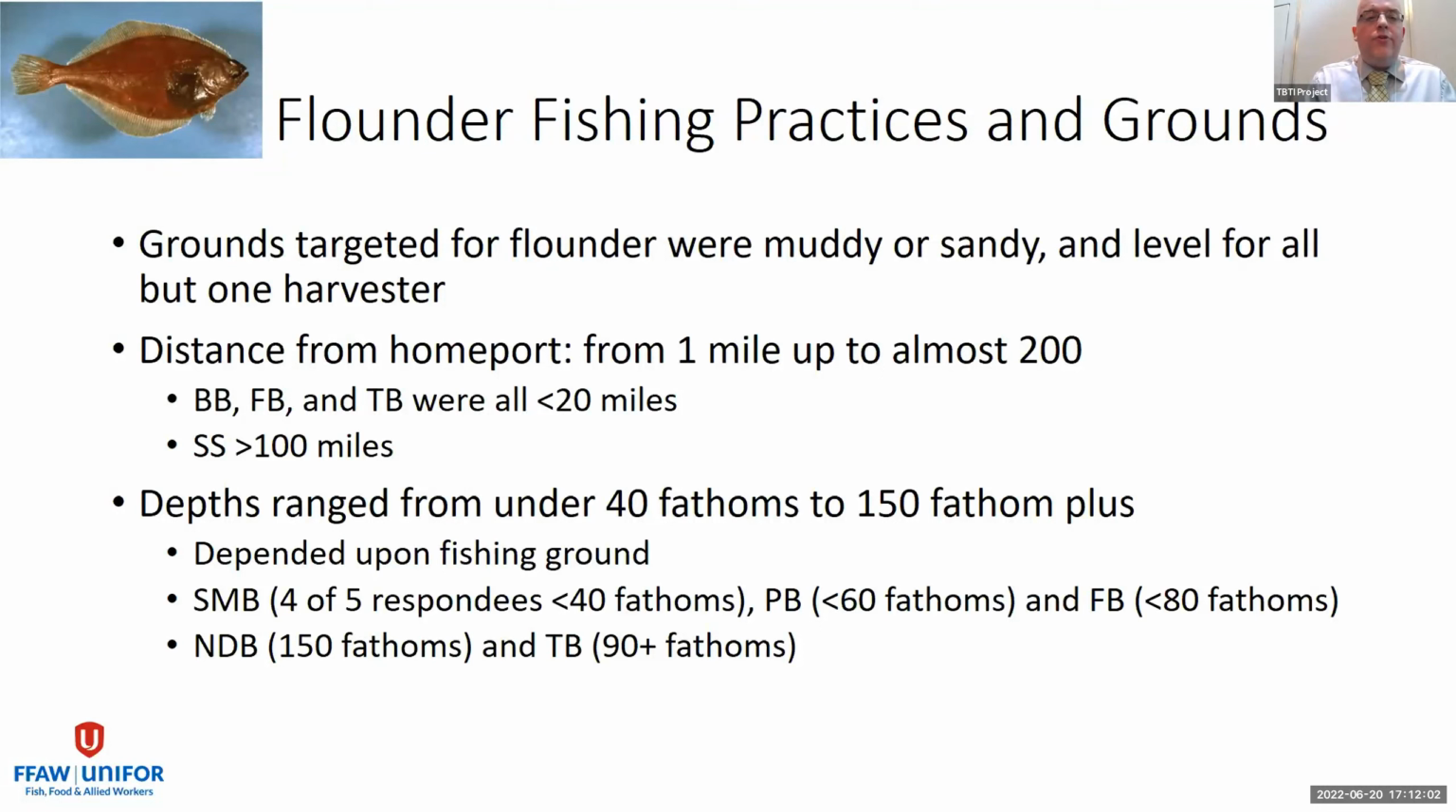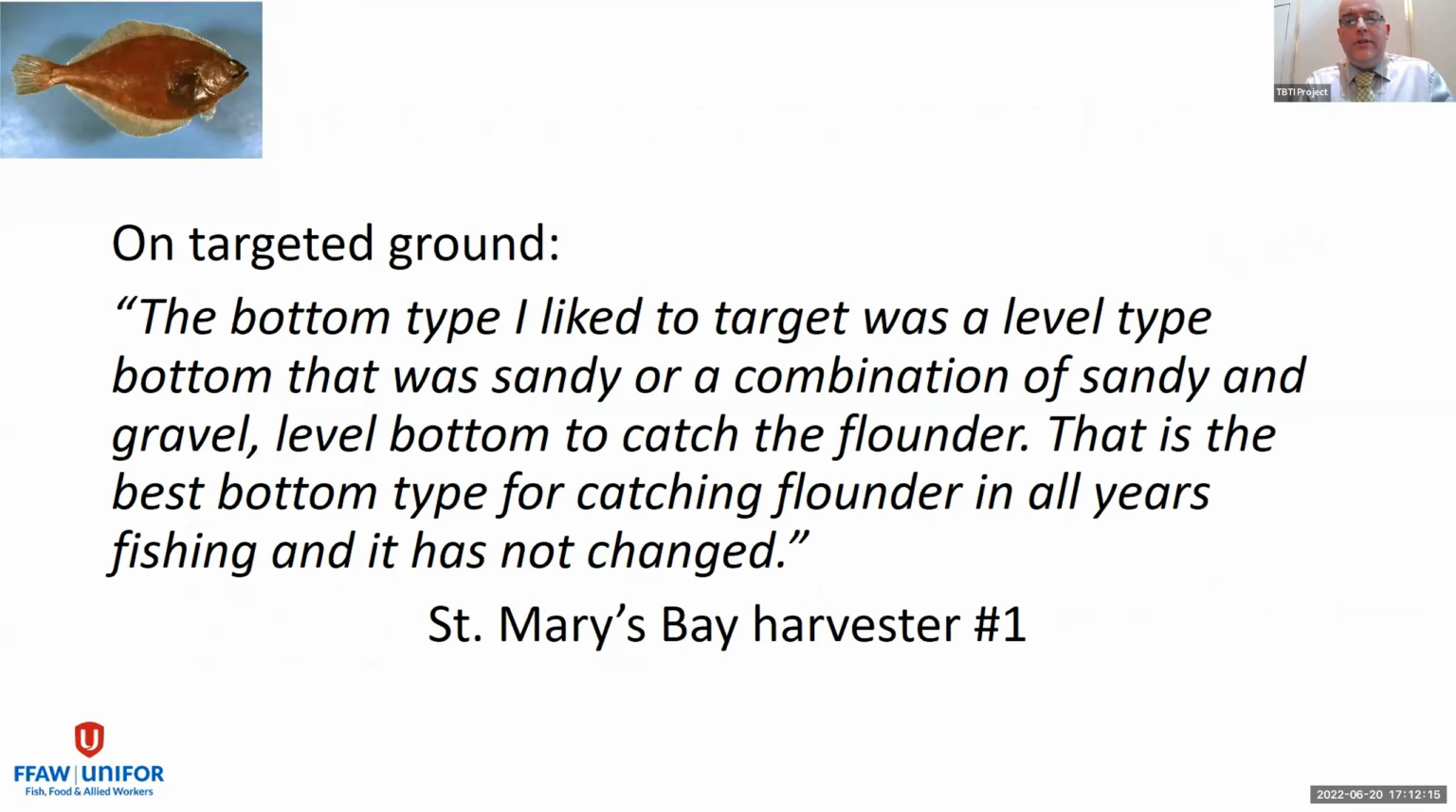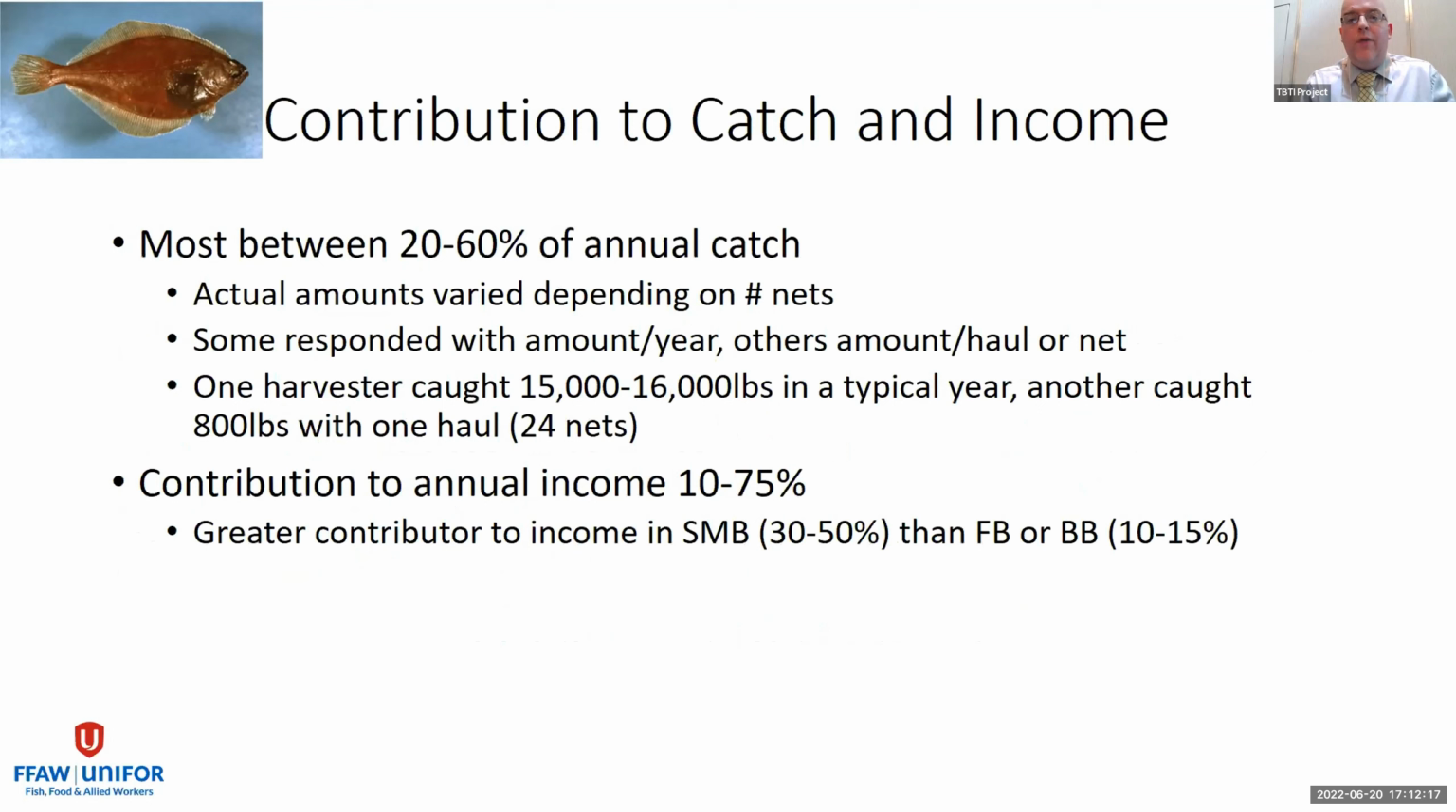And I mentioned briefly the grounds earlier, but the grounds preferred for flounder are muddy, sandy, and level, followed for about one harvester. So basically, those were the grounds preferred, and sometimes a combination of muddy or sandy, but generally level for all. Click through this really quickly. So again, that's a quote from a harvester.